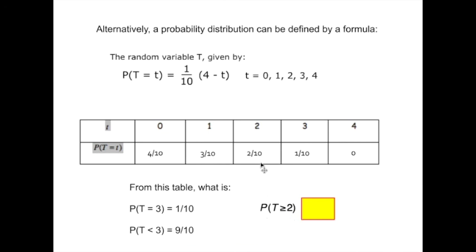Greater than or equal to 2, well, this time I am including the 2, so it's important to look at the inequality to see if I am or am not including the value. And so greater than or equal to 2, this, and this is going to give me 3 tenths.